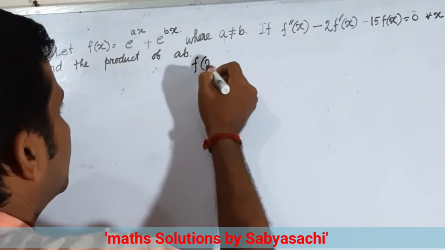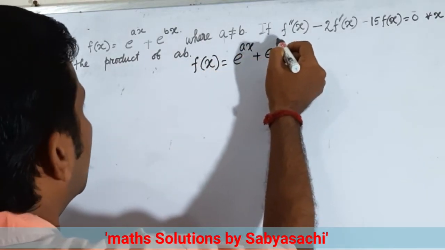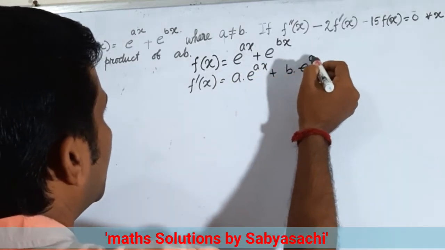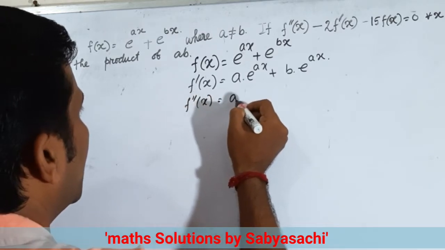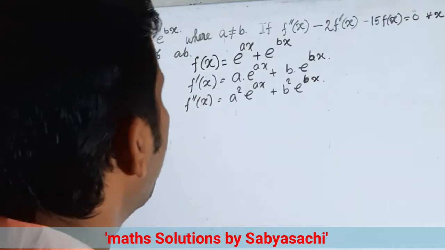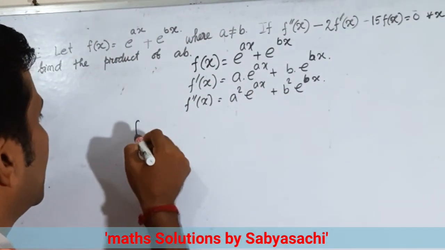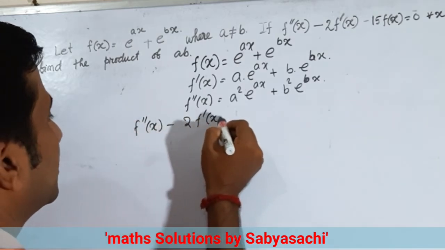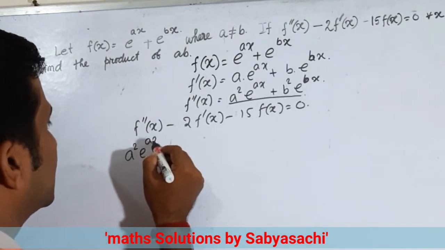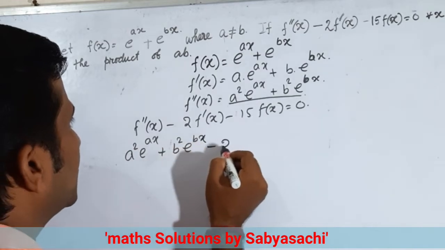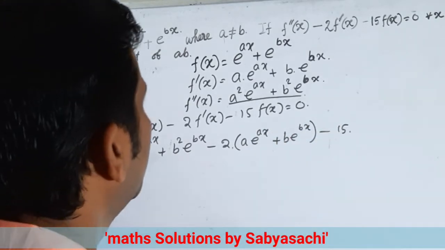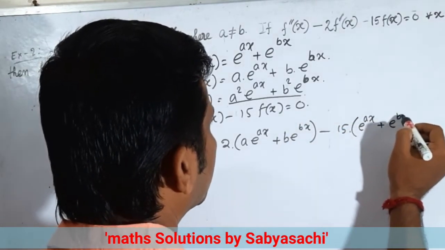So f(x) means e to the power ax plus e to the power bx. F dash x means a e to the power ax plus b e to the power bx. F double dash x means a square e to the power ax plus b square e to the power bx. So putting the values, f double dash x minus 2 f dash x minus 15 f(x) is equal to 0: a square e to the power ax plus b square e to the power bx, minus 2 times (a e to the power ax plus b e to the power bx), minus 15 times (e to the power ax plus e to the power bx) is equal to 0.